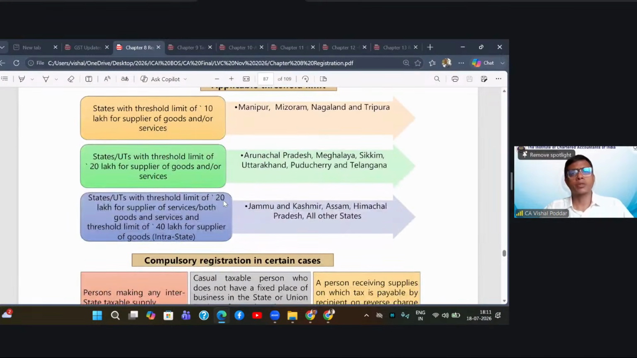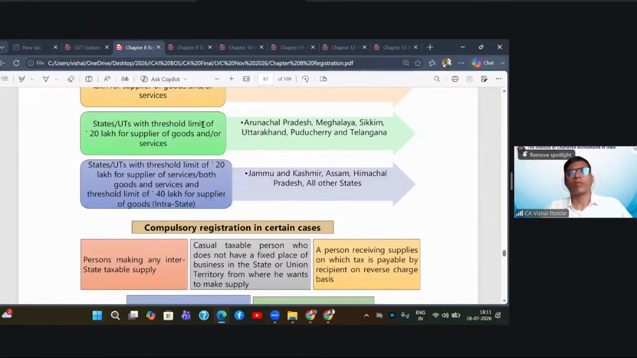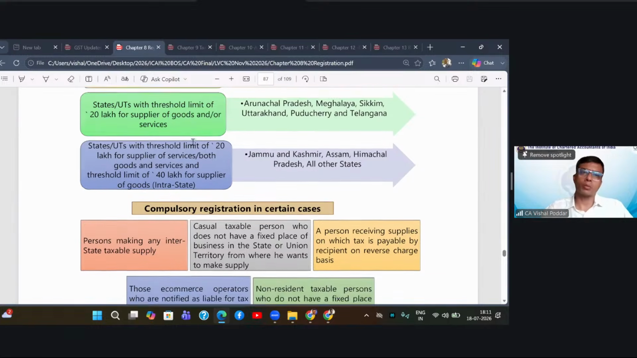So, as I was saying, there are different limits. For these four states, the threshold is rupees 10 lakhs for supplier of goods or supplier of service or both. Then for these states, Arunachal Pradesh, Meghalaya, Sikkim, Uttarakhand, Puducherry, Telangana, the turnover limit for registration is 20 lakhs for supplier of goods or if you are supplier of service or both.